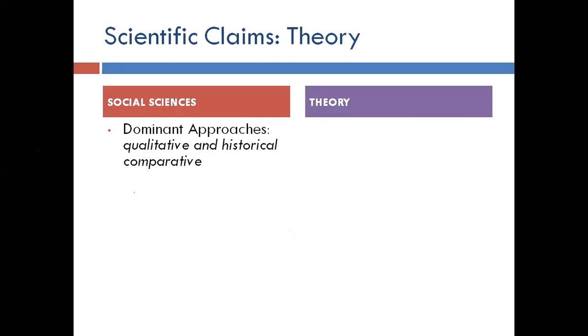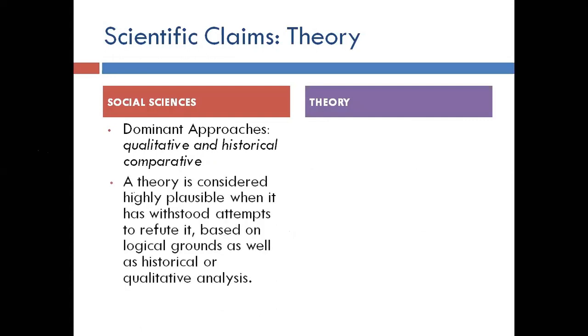Now, social sciences. In social sciences, the dominant approaches are qualitative and historical comparative. Here, a theory is considered highly plausible when it has withstood attempts to refute it based on logical grounds as well as historical or qualitative analysis. So when we put forward a theory, or when we accept a theory, it must have withstood serious attempts to refute it. And it must be based on logical grounds as well as historical or qualitative analysis.